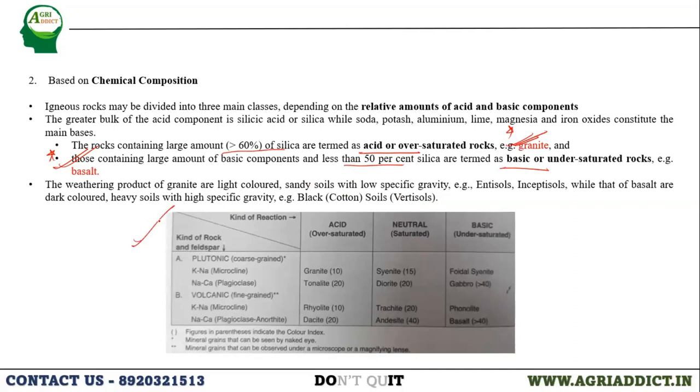And we must read this table. How do you read it? We know plutonic means intrusive, and volcanic means extrusive rocks. We know that within extrusive and intrusive, they are again classified into acid, neutral and basic. So try to read in this way. The rock which is plutonic and also acid, that means granite and tonalite. In the same way, a rock which is volcanic and acid is rhyolite and dacite. Like that you need to remember.